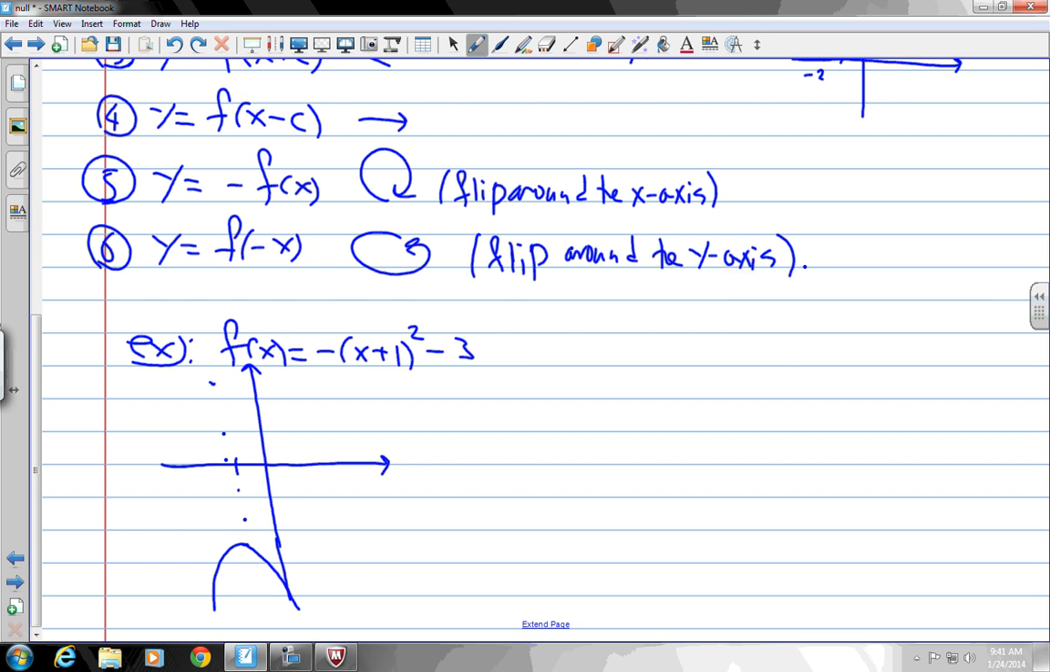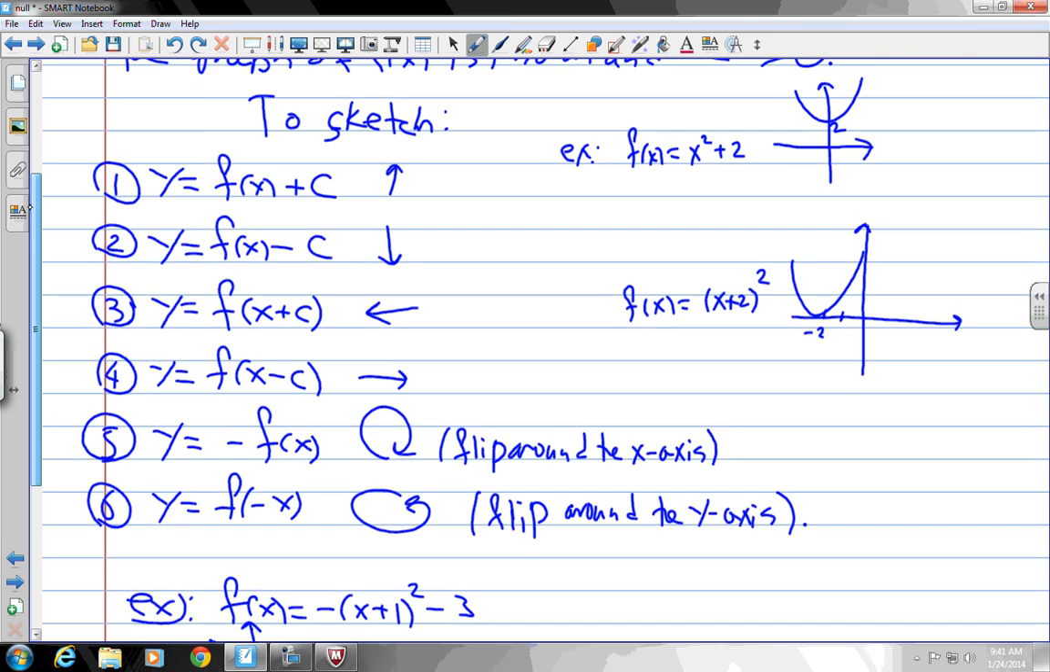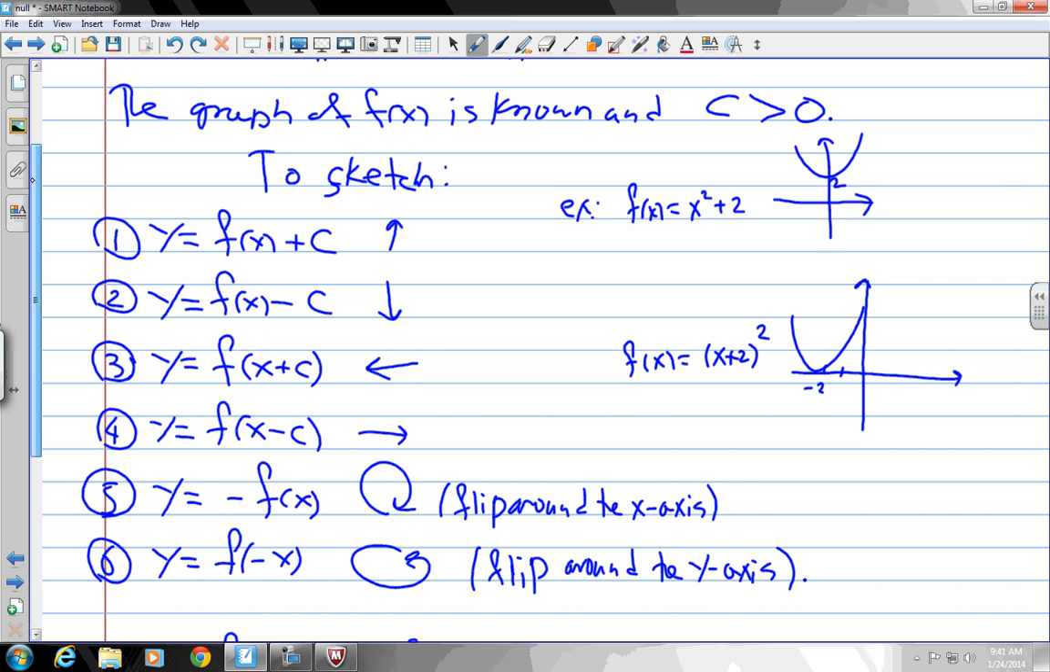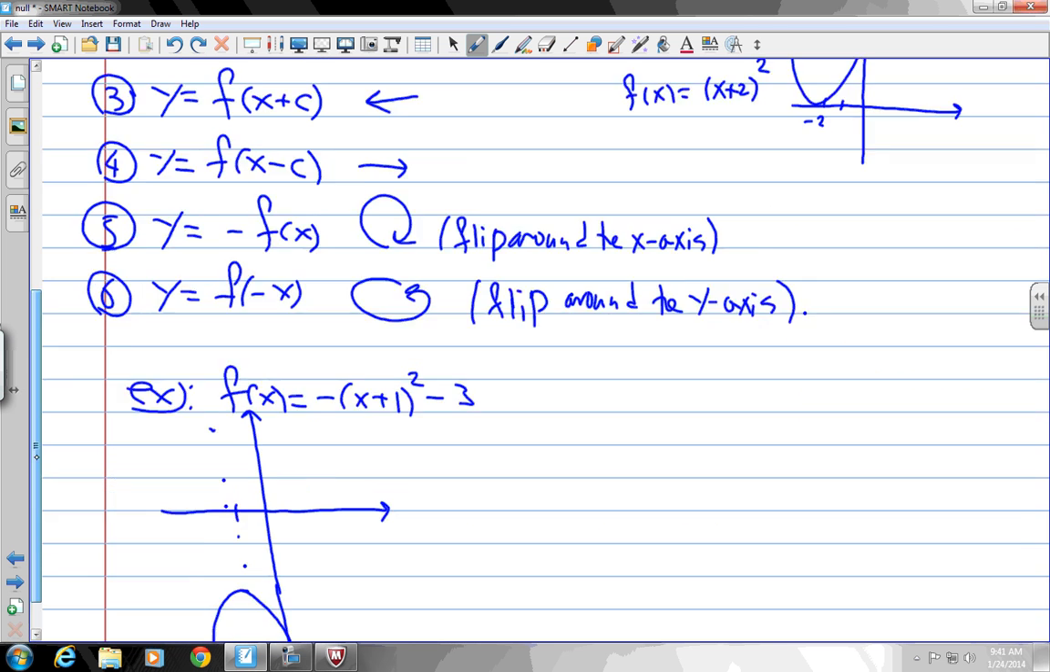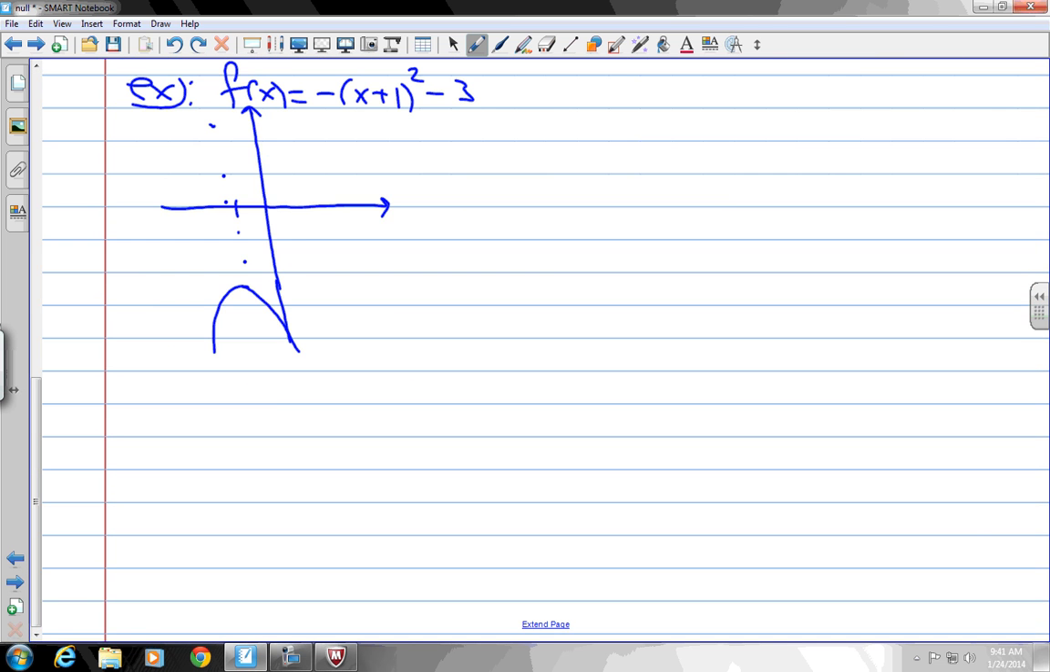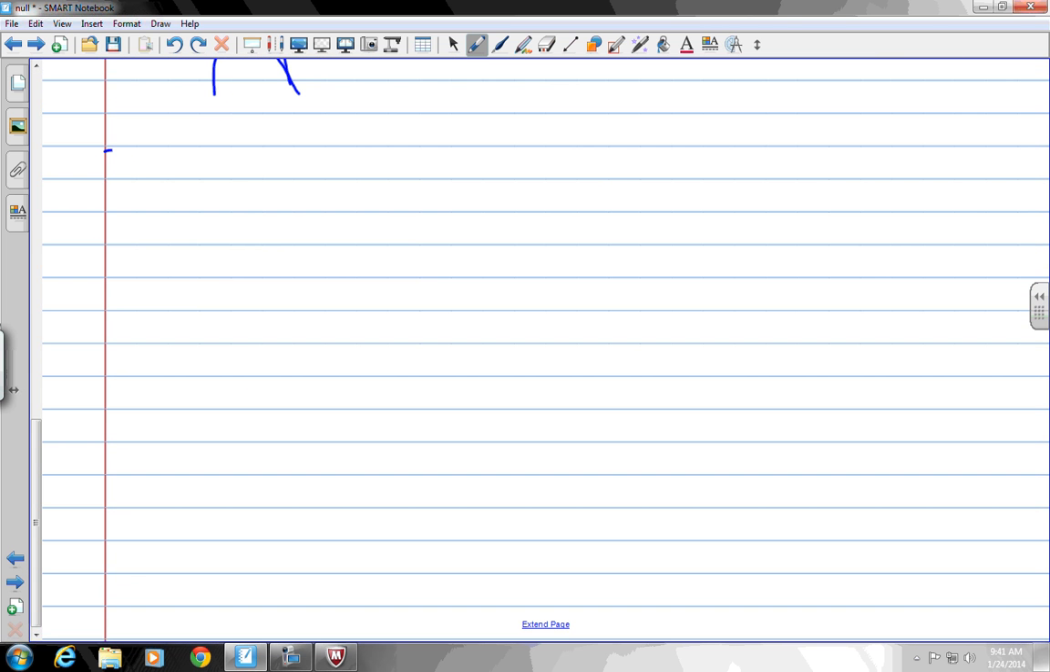All right. So these are the 6 basics. You all know and love these 6 transformations. I have 4 more. Okay? So here's the 7th. Let C be greater than 1. So C is positive and bigger than 1. So I'm trying to sketch the graph of C times f of x.